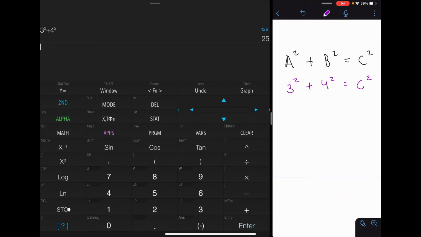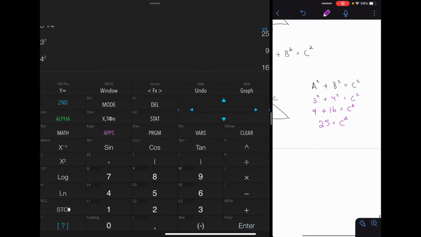If you do not understand, this is what it equals. 3 to the power of 2 is 9. So this is 9 plus 4 to the power of 2 is 16. And then I add, lo sumo, porque 3 cuadrados 9, 4 cuadrados 16, 25 equals c squared.